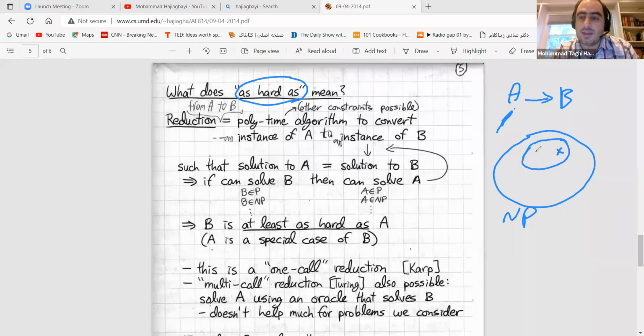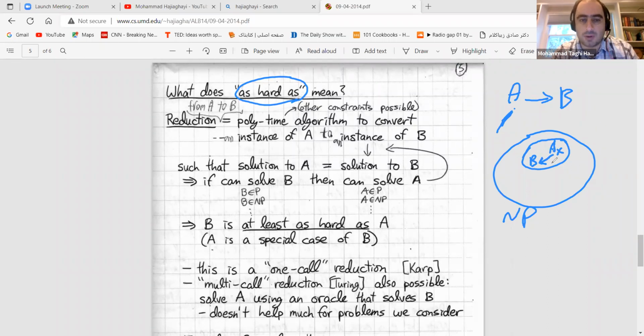Now, if we find any other problem, and we say that this is problem A in some sense, and if we find any other problem B, and we can say that B is at least as hard as A, it means that B also should be in the complete class of this. So that's the way that it works.